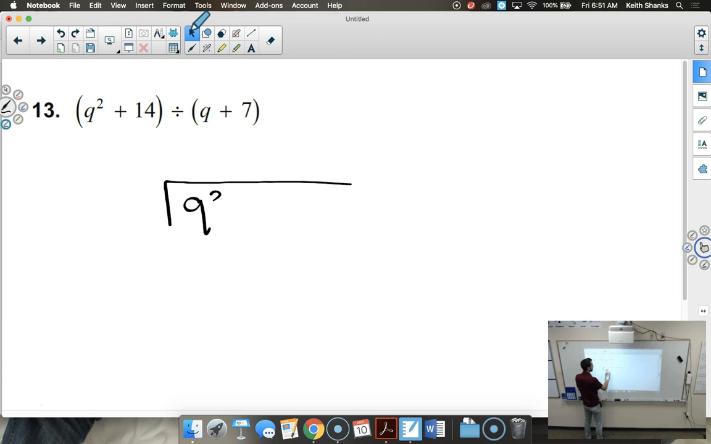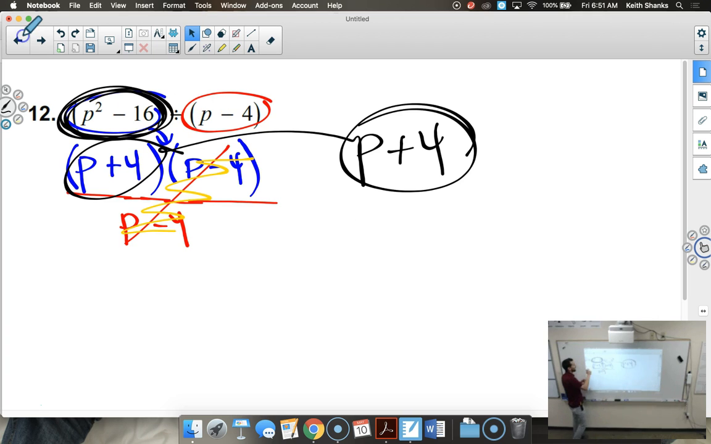And there's no q, right? It goes from q squared and then all of a sudden it's just plus 14. So I have to add a 0q plus 14. Okay. I notice I didn't do that here because it didn't matter.